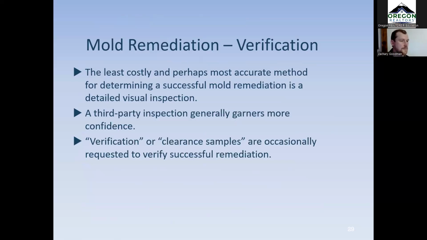Verification. If there's ever a case where sampling is needed by an insurance agency or a person, we'll need to have that discussion beforehand. It is difficult to get that done.